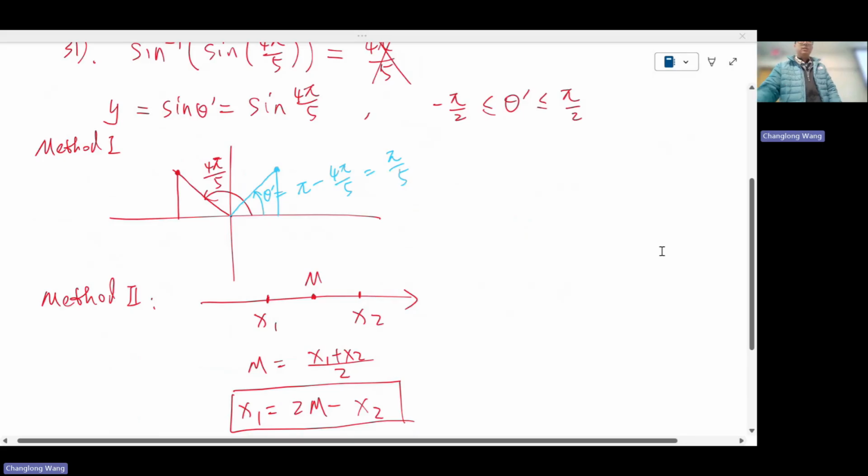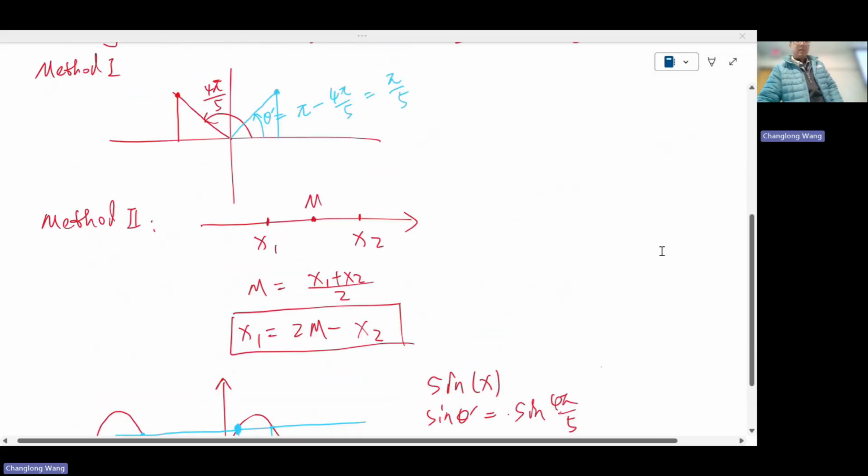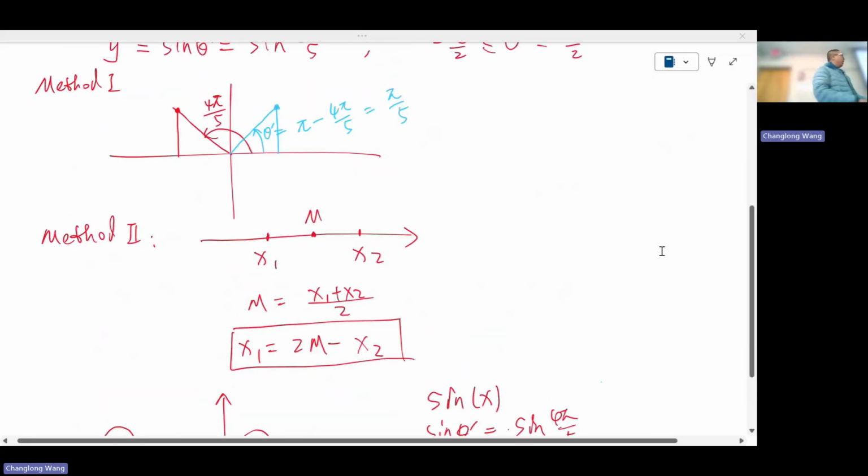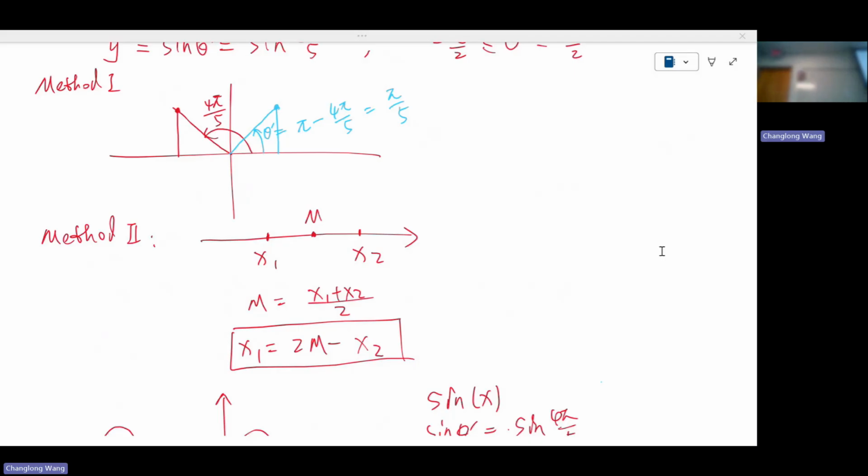At least the bottom line is you just get it right. So here's the second method. It's going to have a formula. Maybe it would be better for you to just remember the formula and get it right.